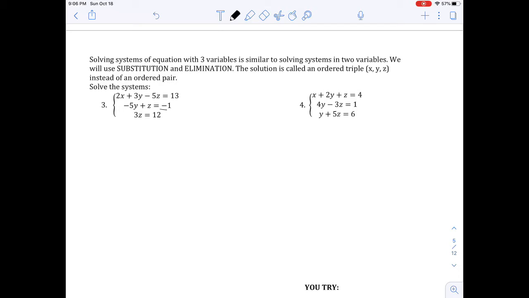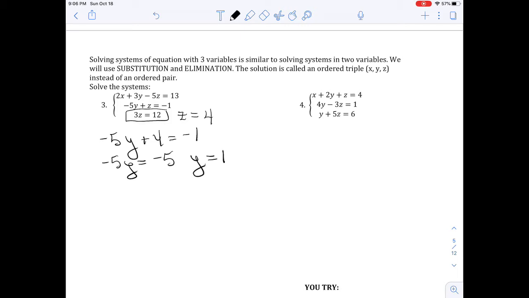So in the first one, we see that the third equation has a single variable in it. In the second one, we see we have a y and a z, and then in the first one, we have an x, a y, and a z. So scan the equations to see if you can solve one of the equations for one of the variables right away. And in this case, we see that z is 4. We can then take that value and go to the second equation and substitute in 4 and solve for y. So that's going to be negative 5y equals negative 5. Y is 1.